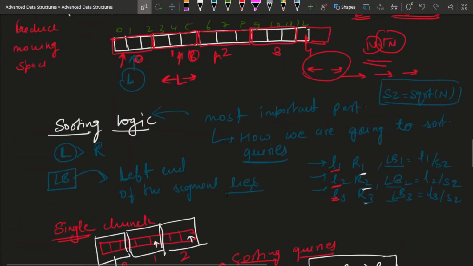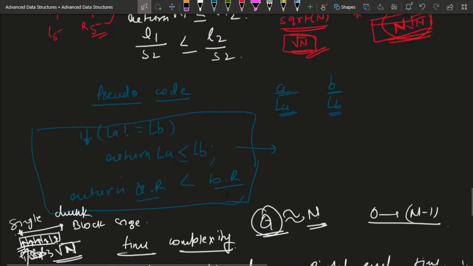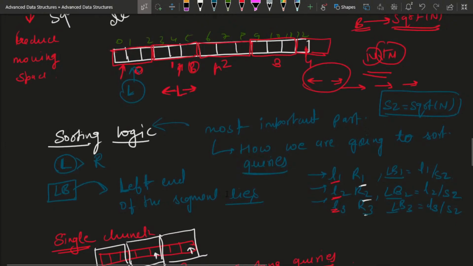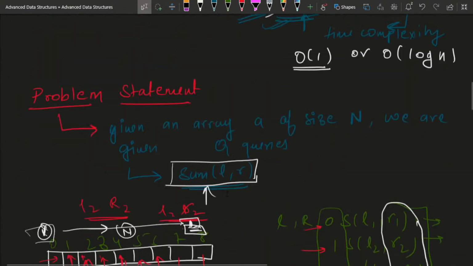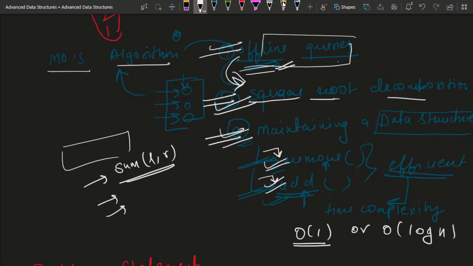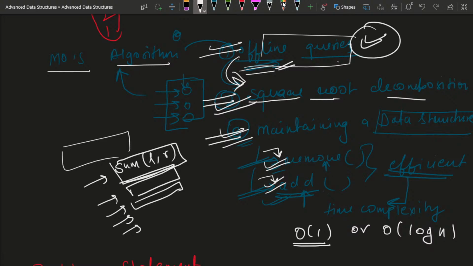Now what were the requirements? These were the requirements we have discussed. Are the queries in the problem offline? Yes, definitely it is offline, because we are only getting one type of query, sum L to R, and we can process all the queries first and then print the result for each query. Definitely these are offline queries, so this condition is satisfied.